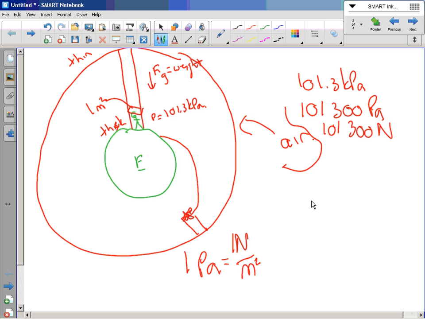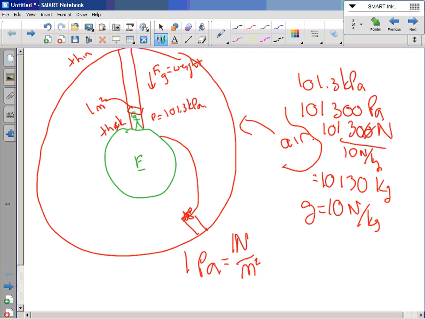Again, just another calculation just to put it into some perspective. If we assume that G is equal to 10 newtons per kilogram, we all know as physicists it's 9.81. I know, but let's just make it 10 for ease of calculation. That means if we are being weighed down by 101,300 newtons, if I divide that by 10 newtons per kilogram, then I end up with, taking one of these zeros away, 10,130. 10,000 kilograms of air exist above us. That's what we're holding up. We literally hold up 10,000 kilograms of air every day.